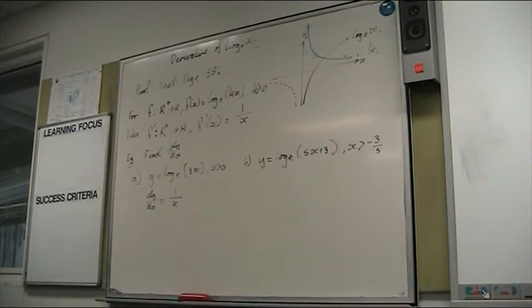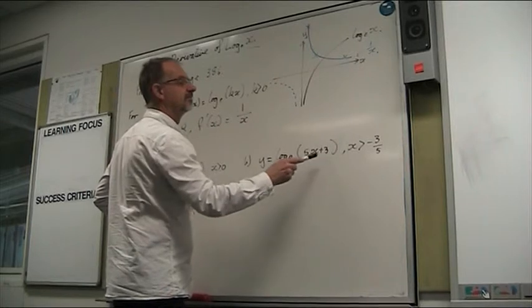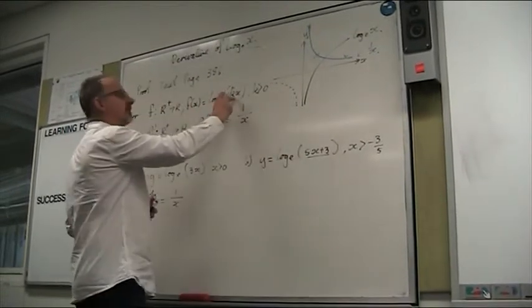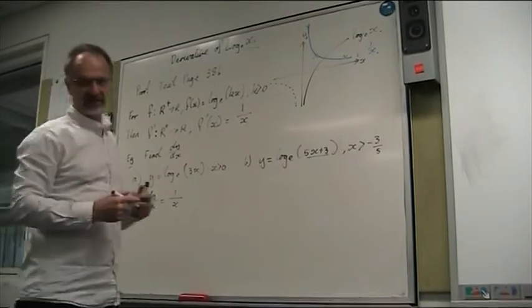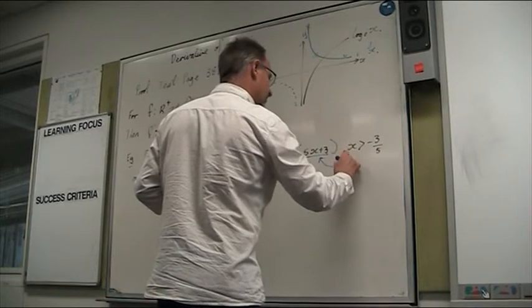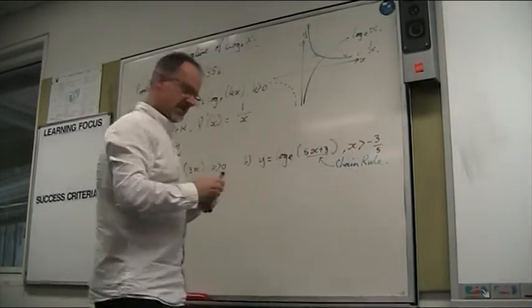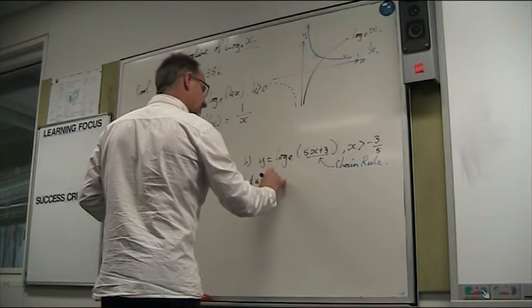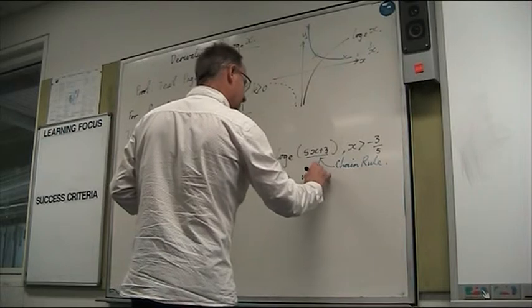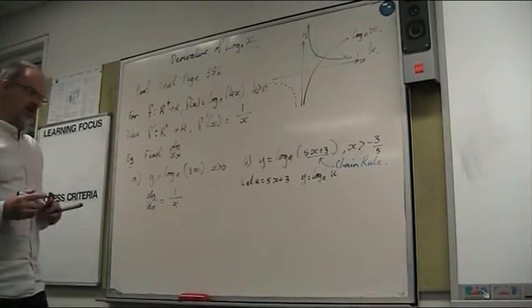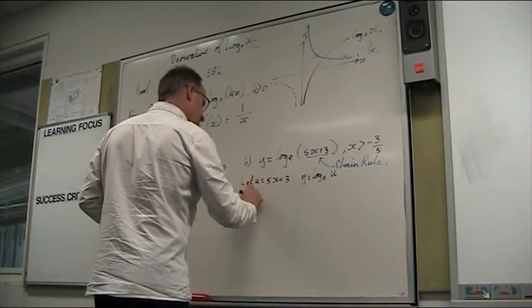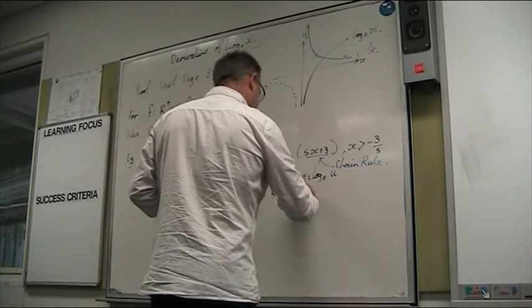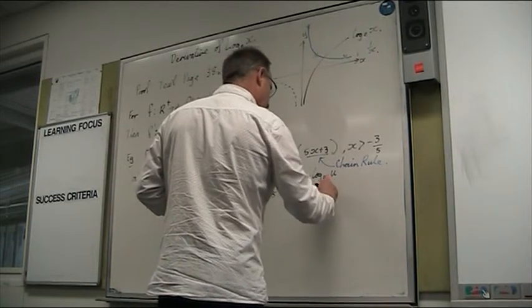So what's different with this one? It's got a +3. So if it's got a +3 on the end, it means we've got not just an x or a kx, but some function there, so we need to use the chain rule. In the chain rule, u is going to be equal to 5x plus 3, and then y will be log to the base e of u. Differentiate 5x plus 3, you get 5. And differentiating dy/du, that would be 1 on u.